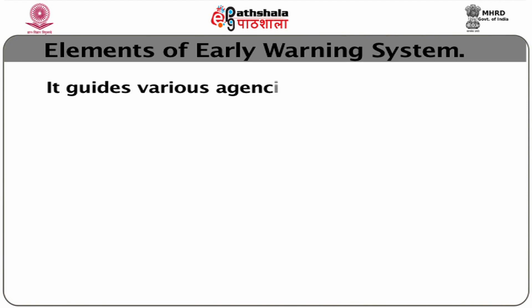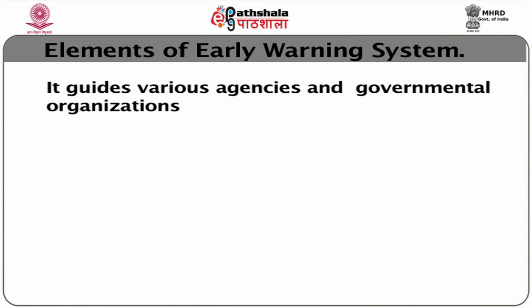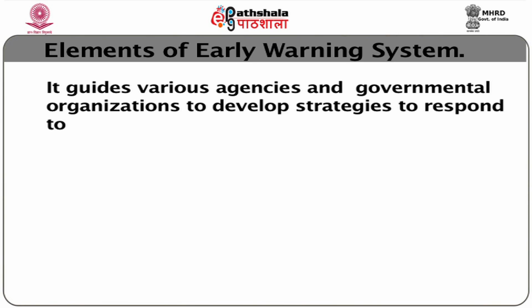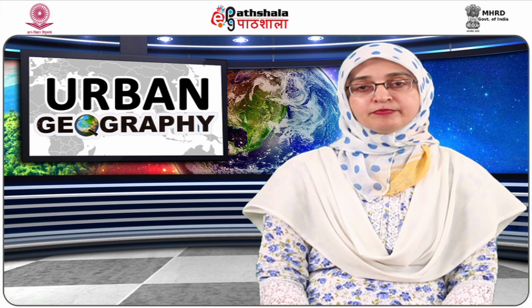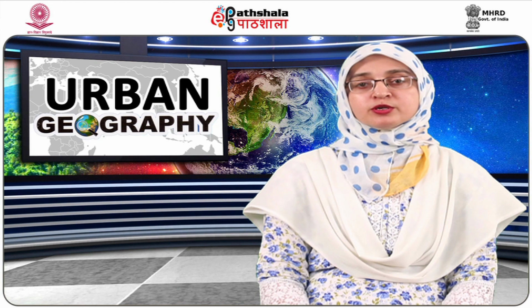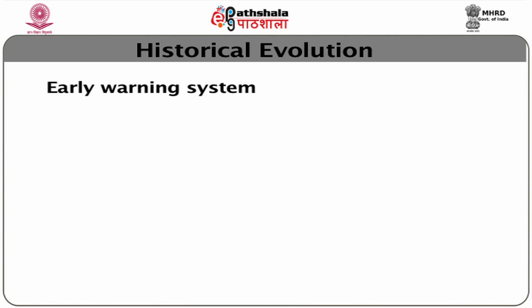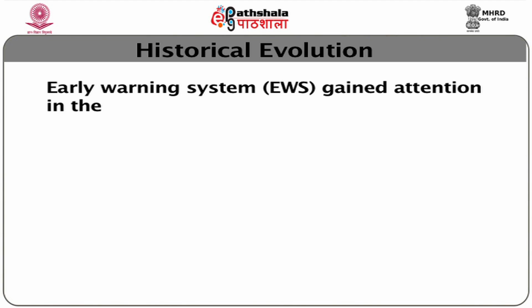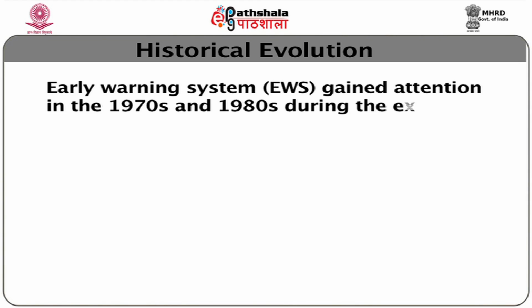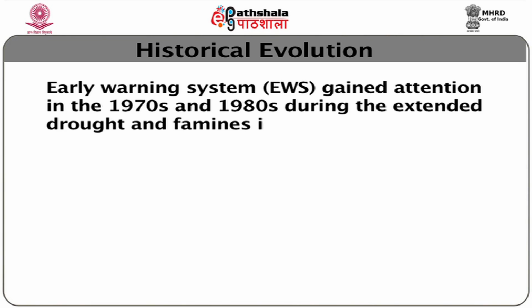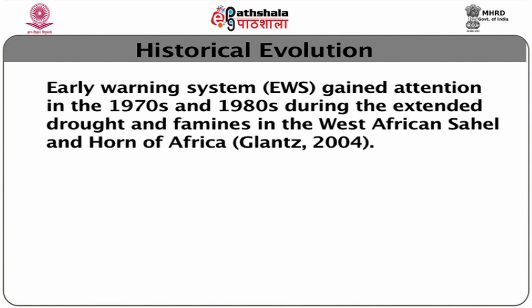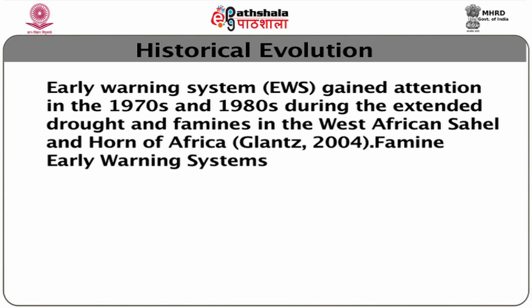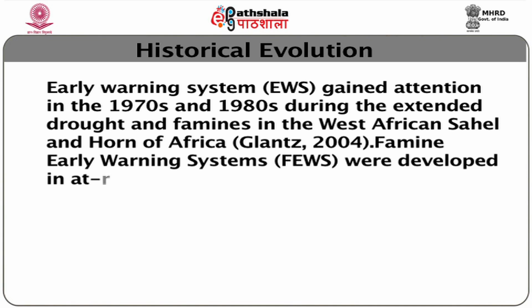It guides various agencies and governmental organizations to develop strategies to respond to current as well as future impacts of hazard in a better manner. Now, historical evolution. Early warning system, that is EWS, gained attention in the 1970s and 1980s during the extended drought and famines in the West African Sahel and Horn of Africa, according to Glantz 2004.